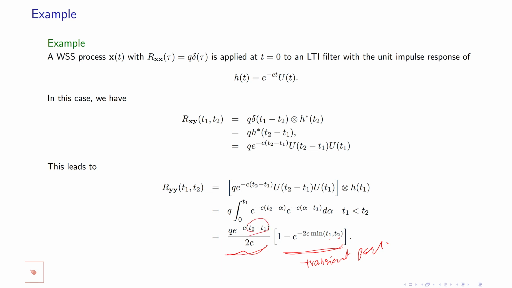So you see that the random process y is asymptotically wide-sense stationary because it is applied to your random process at time t1. So initially it is not stationary, but when the minimum of t1, t2 is large enough, these terms become 0, and then the autocorrelation function will become only a function of t1 minus t2 or t2 minus t1.